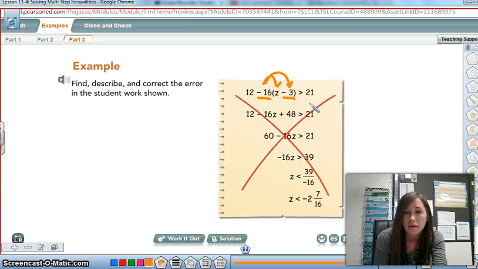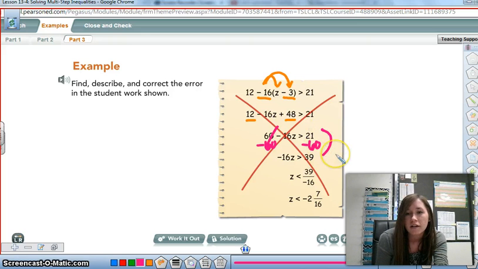So that's okay. What do they do next? It looks like they combined these like terms, these constant values, and got 60. And then they didn't write it, which kind of makes it hard for us to follow, but it looks like they subtracted 60 from both sides. So that negative 16z was still here. And then 21 minus 60.